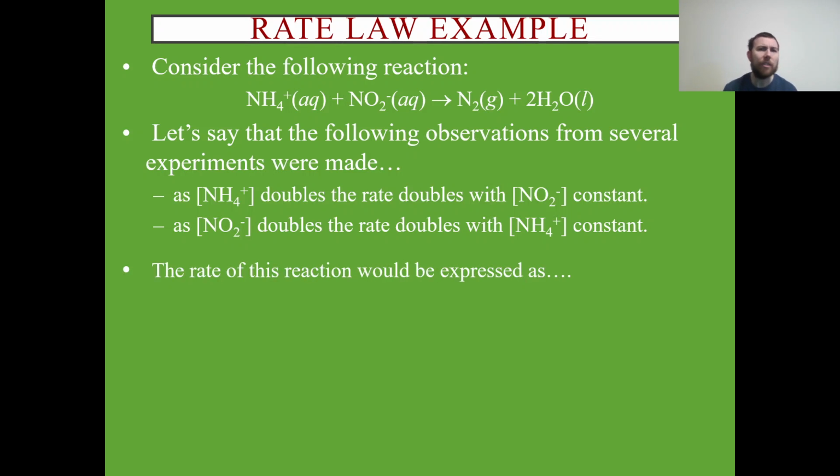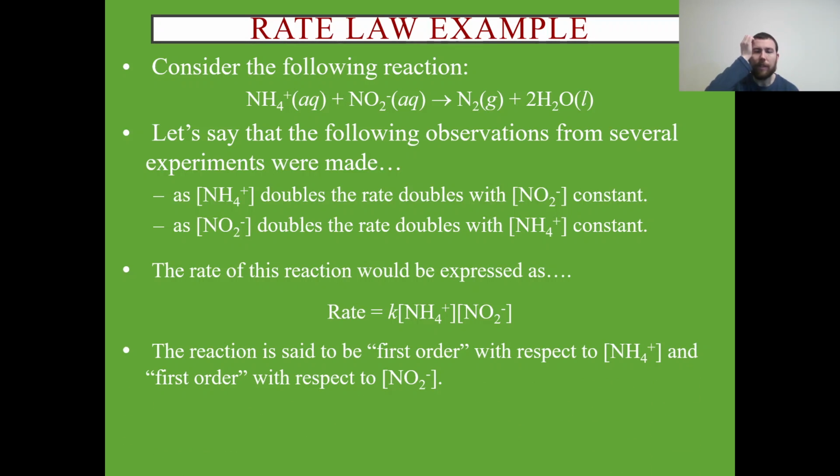So based on those observations, the rate of this reaction would be expressed in the following manner. We would say that the rate of this reaction is equal to k, the rate constant, times the concentration of NH4 plus to the first power, times the concentration of NO2 minus to the first power. So we're saying that NH4 plus and NO2 minus are both first order reactants, right?